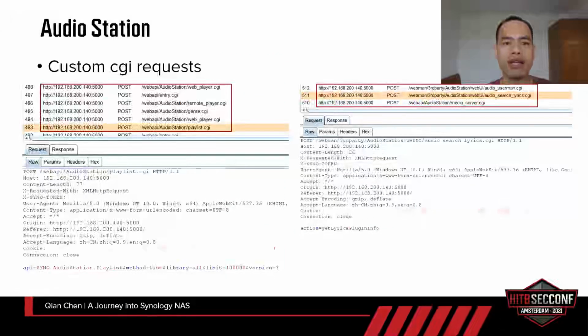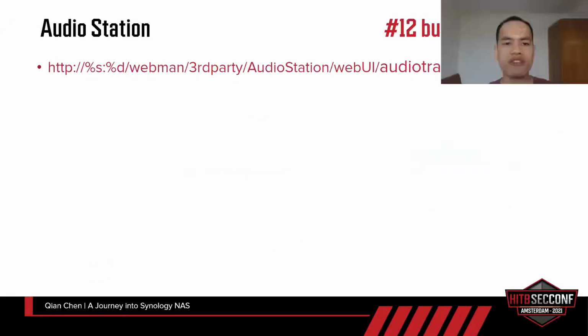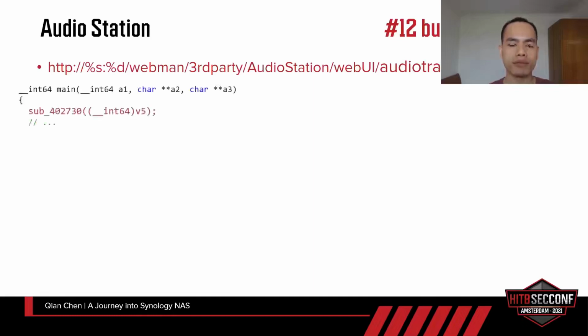Following are some examples of how to reach the custom CGI endpoints. The most appealing CGI file is audio_transfer.cgi, and here is the requested URL format. Let's get a close look at it. In the main function, sub_403F50, sub_402730 function will be called at the beginning.